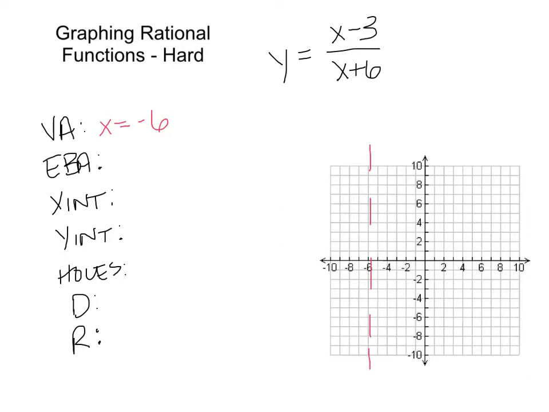The end behavior asymptote, if the degrees are the same, is going to be the ratio of the numerator over the denominator, or 1 over 1 in this case, which means our end behavior asymptote is y equals 1. X-intercepts are the things that make the numerator equal to 0. So if I have x minus 3 in the numerator, my x-intercept is going to be 3, 0.